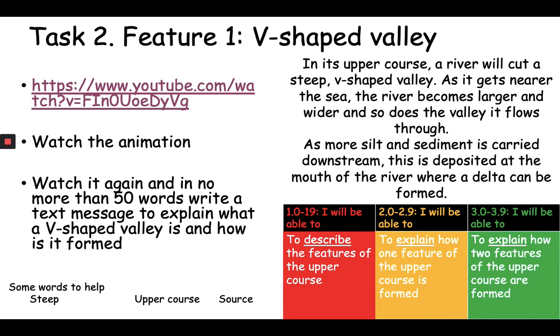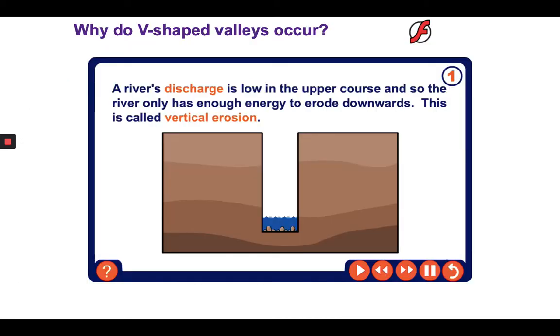So you should have had a go at doing your little 50-word text message. I've just given you a bit more information about V-shaped valleys and rivers. Hopefully you got all your keywords in there: steep, upper course and source. So just a little bit more detail if you're still unsure.